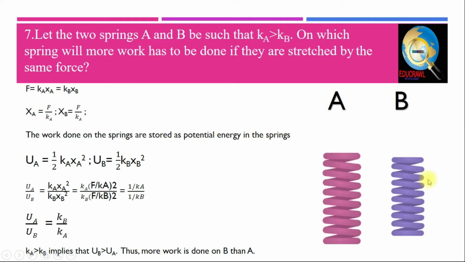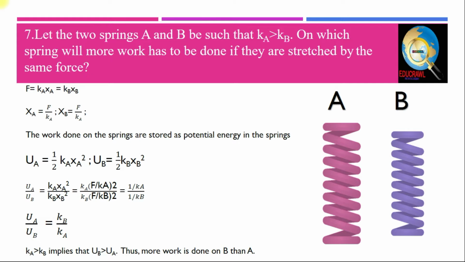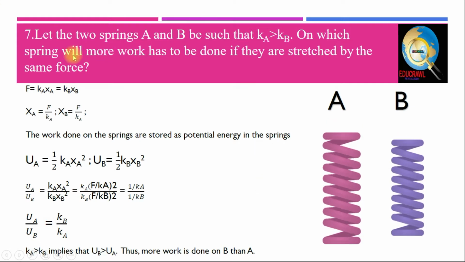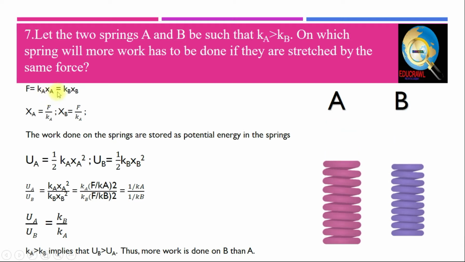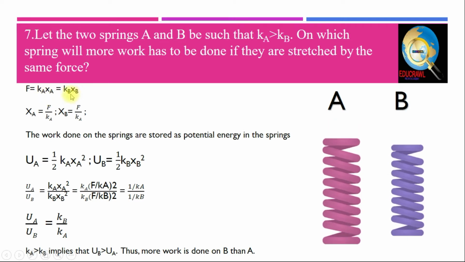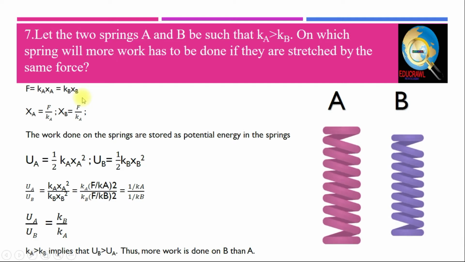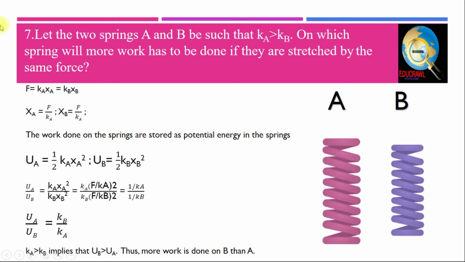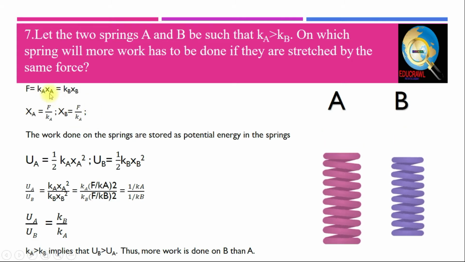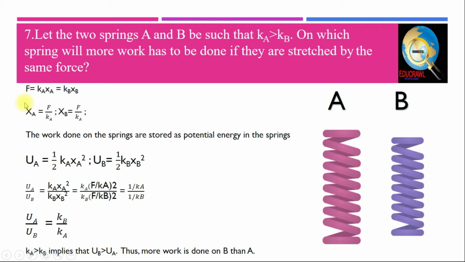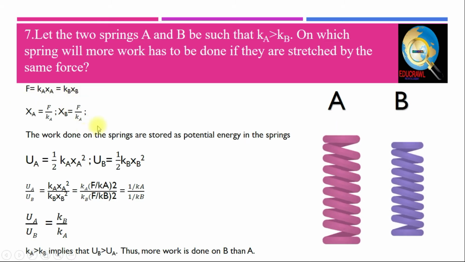So in the given two springs, the same force is acting. We know the formula for force, F is equal to Kx. But here two objects are there. So F is equal to Ka Xa, which is equal to Kb Xb, because in both the springs the same force is acting. So instead of Fa, Fb, we have it as F. From this equation, we are finding Xa. So Xa will be F by Ka. The second one, Xb will be F by Kb.